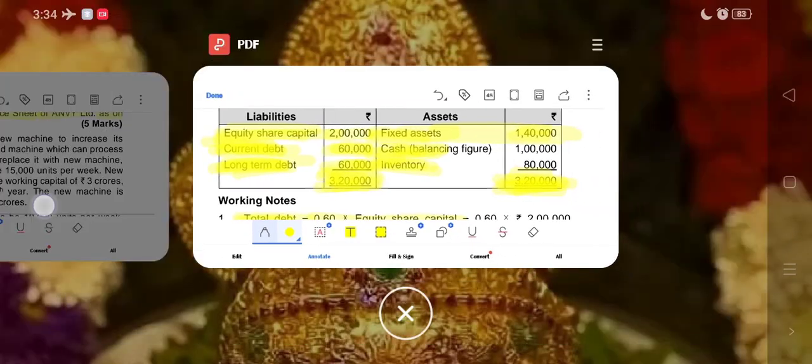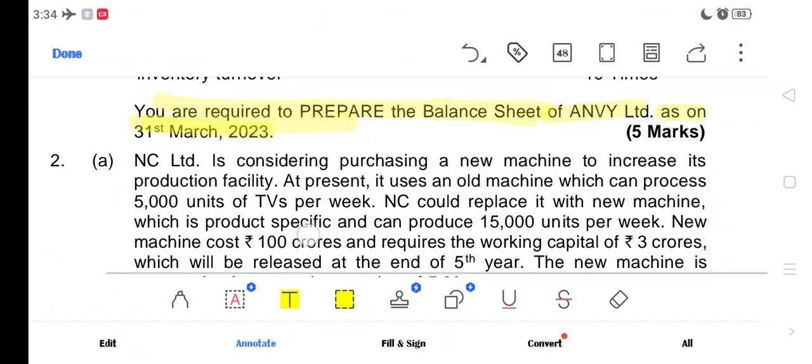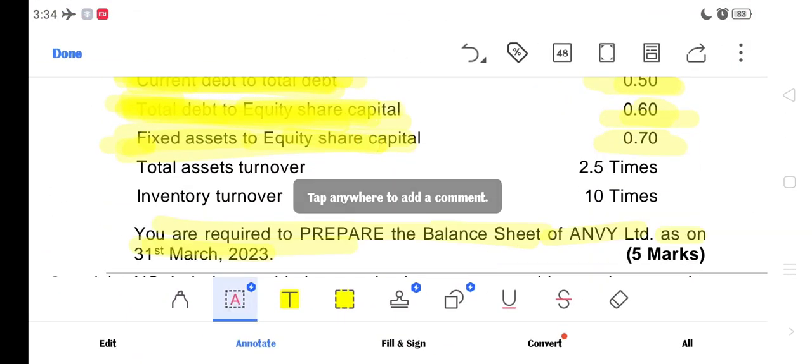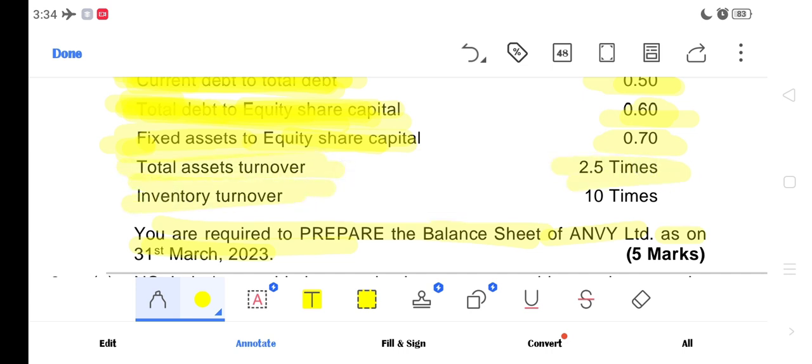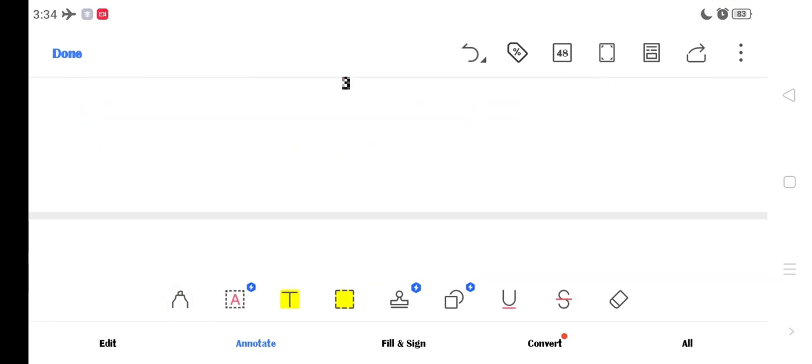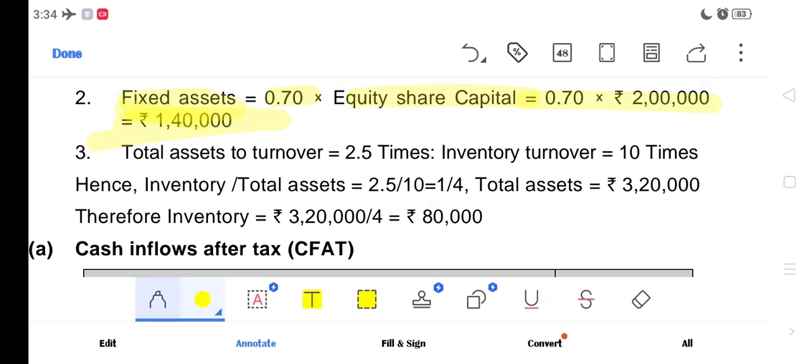But they have inventory separately in the question. See, total assets turnover they have given 2.5 and inventory turnover they have given 10 times. If they don't have any inventory ratios and all, you can directly take it as current assets, but they have inventory, so you have to calculate it. So how do you calculate? See here, total assets turnover is 2.5 and inventory turnover is 10 times.